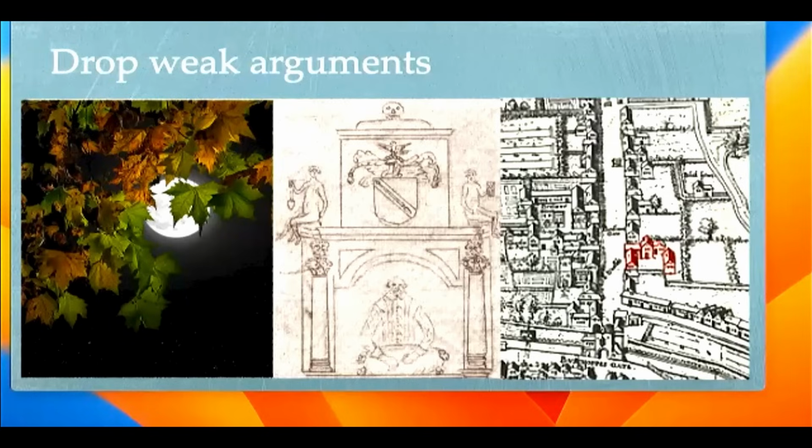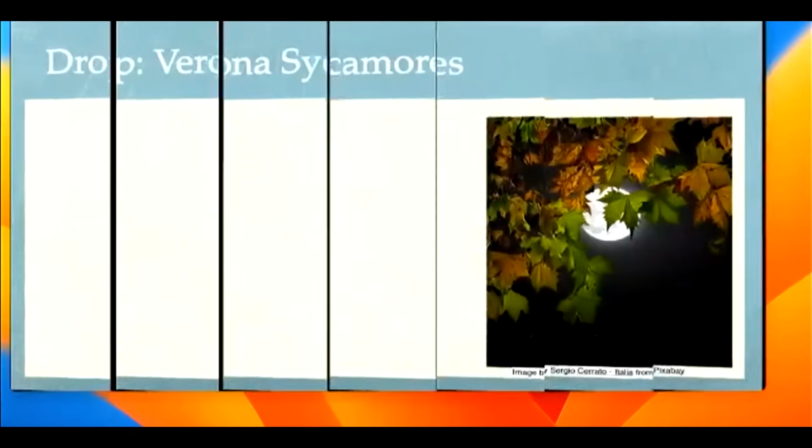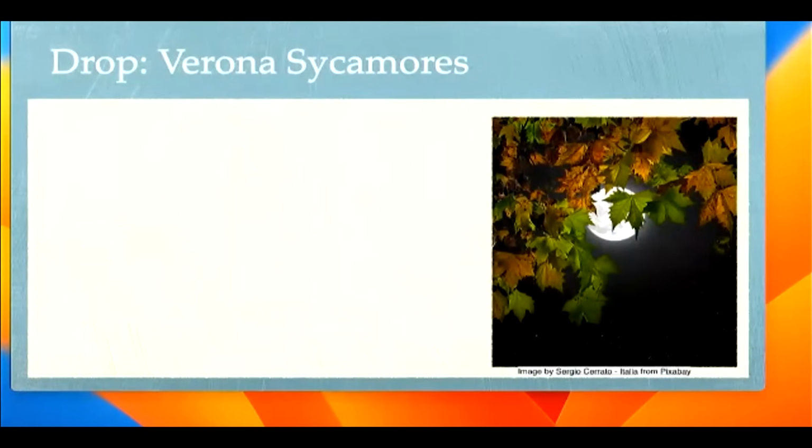So drop the weak arguments. I'm just going to give you three that I think everyone should drop. You're not going to like it. Drop the idea from Richard Paul Roe, fantastic book on Italy, that the author of Romeo and Juliet wrote about a grove of sycamores at Verona's West Gate because they existed at that time and he'd seen them on his travels. All right?